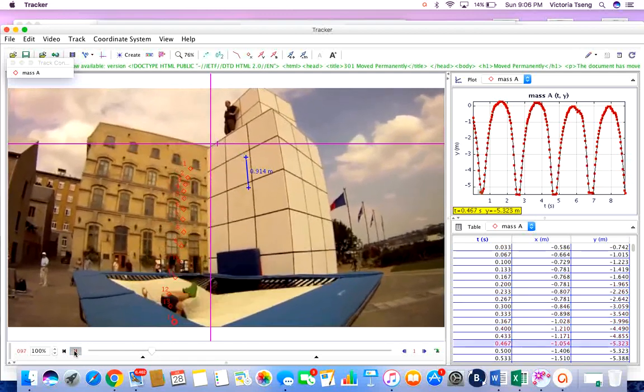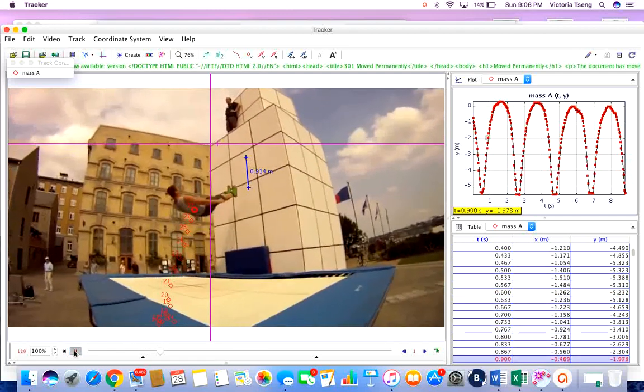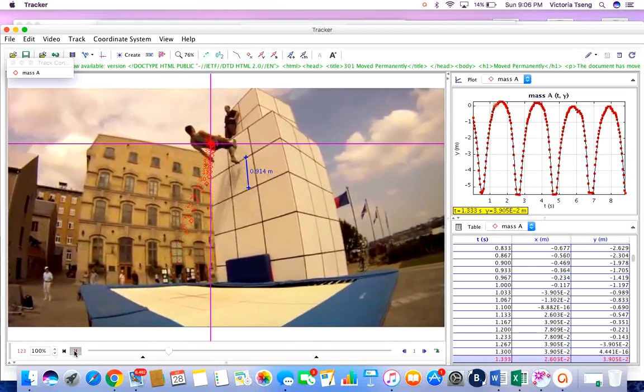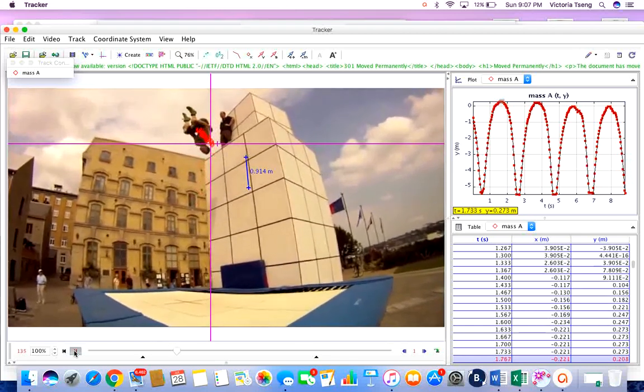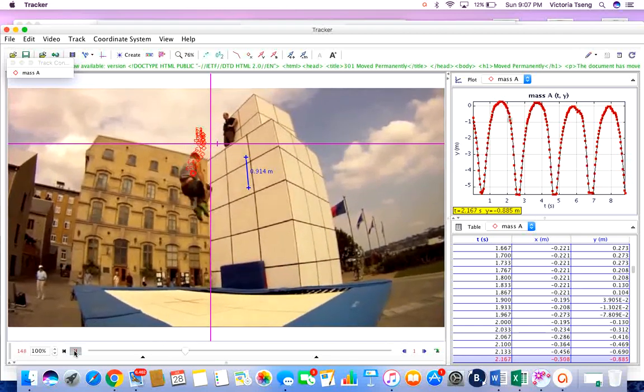This is Christoph Hamel, and he is jumping up and down on a trampoline with incredible height. He hits the trampoline, and while he's in the air, he makes contact with a wall and he flips in the air.